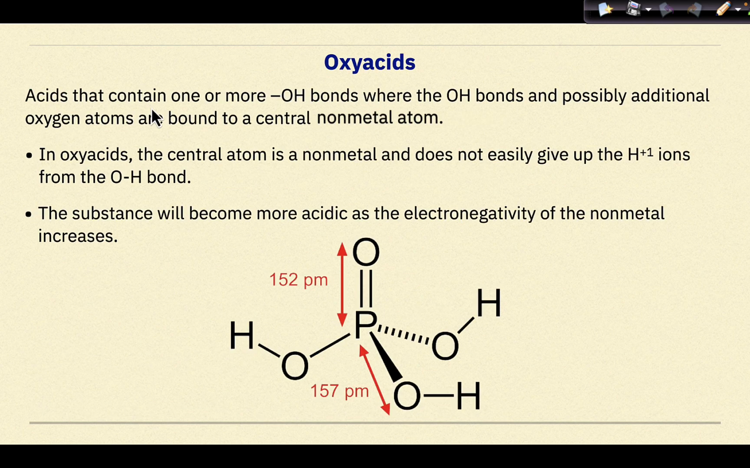Oxyacids. Acids that contain one or more OH bonds, where the OH bonds and possibly additional oxygen atoms are bound to a central nonmetal atom. In oxyacids, the central atom is a nonmetal and does not easily give up the hydrogen ions from the OH bond. The substance will become more acidic as the electronegativity of the nonmetal increases.